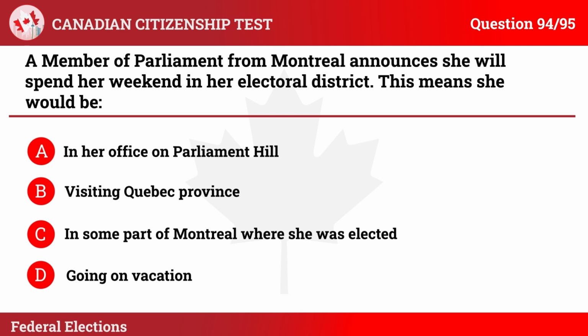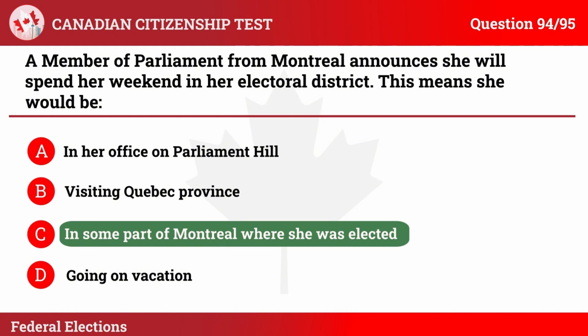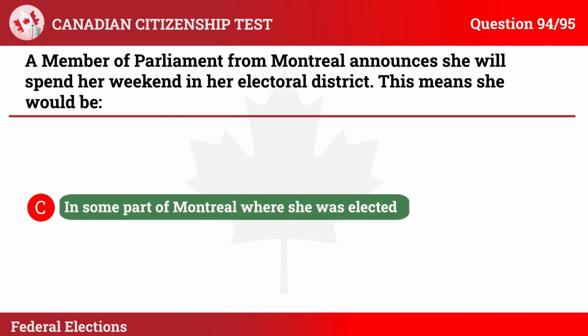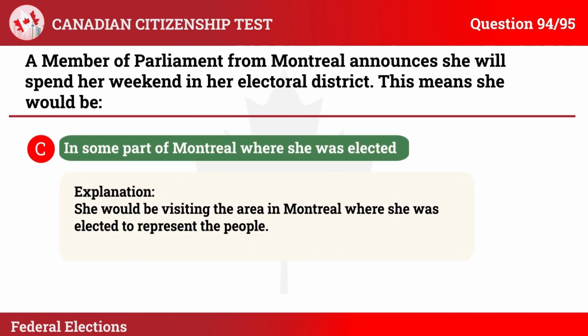The correct answer is C. In some part of Montreal where she was elected. Explanation: she would be visiting the area in Montreal where she was elected to represent the people.